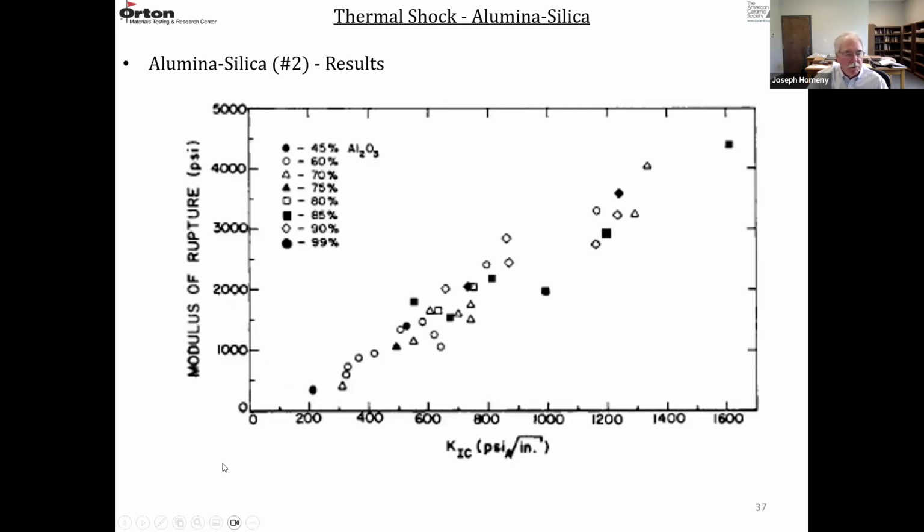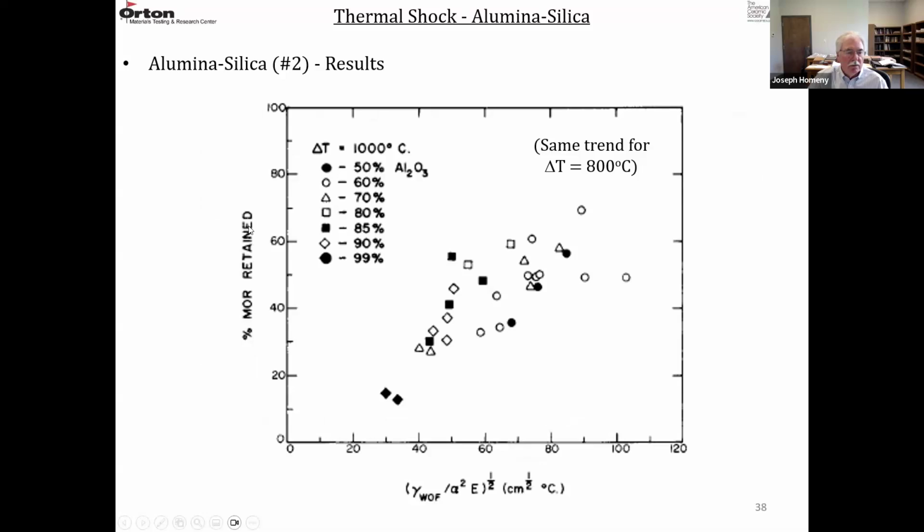This is modulus of rupture versus fracture toughness. So basically, the tougher the material, the higher the strength. And these are some of the alumina materials tested from 45 to 99% alumina. There's no pattern as to increasing alumina content with any of these measurements. They just fall on what would be a pretty straight line if you did a regression analysis. Higher strength corresponds to higher toughness.